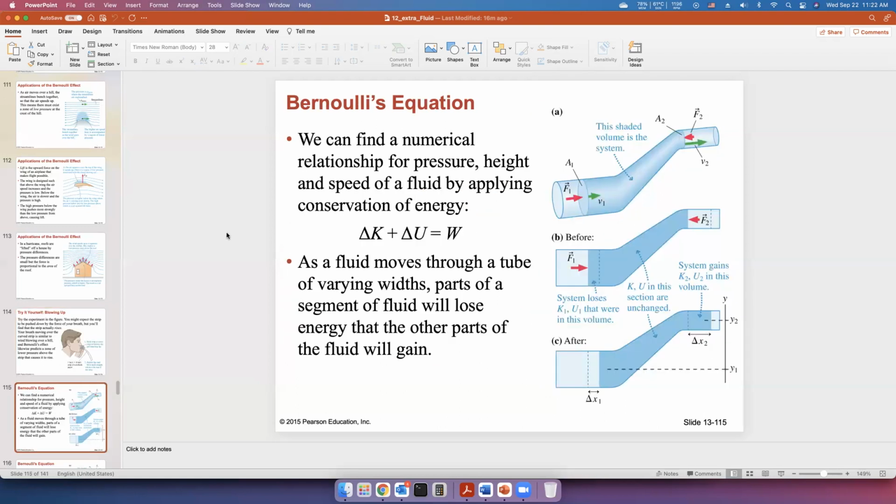That's the Bernoulli effect. Now let's try to derive the Bernoulli equation, which can describe the pressure and the velocity of the fluid quantitatively.